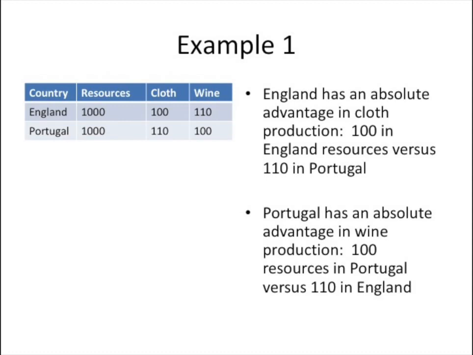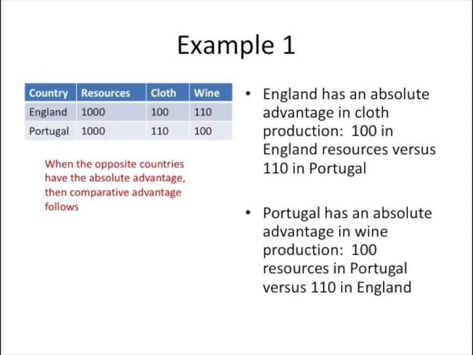And this is a very simple comparison to make. England has the absolute advantage in producing cloth because it takes fewer units of resource to produce cloth than Portugal. England can produce 1 unit of cloth with 100 units. Portugal, it takes 110. So England has the absolute advantage in producing cloth. Portugal, on the other hand, has the absolute advantage in producing wine. It can produce wine with 100 units of resources compared to England with 110. So in this case, England has the absolute advantage in cloth production. Portugal has the absolute advantage in wine production.